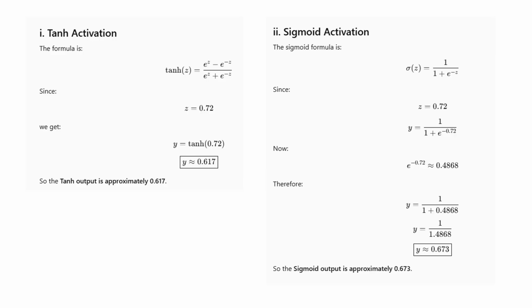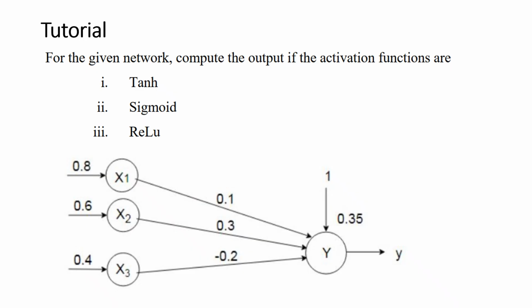TANH function is given by this equation. Substituting that 0.72 of z in this equation, you will get TANH of 0.72, and after applying this equation, you will get the value of y as 0.617. Likewise, you take the formula of the sigmoid function, apply z is equal to 0.72 in this equation, and finally you get a value of 0.673. So those are the values that you get if we apply the tanh and sigmoid functions. So this can be done as a tutorial.